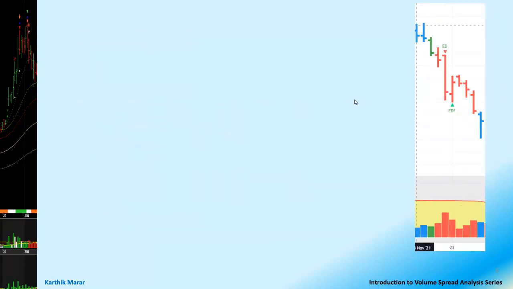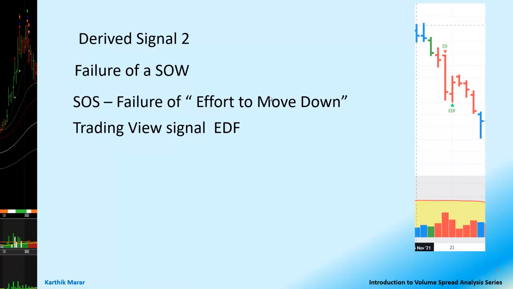The next signal is again a derived signal. It is a failure of a sign of weakness, which is of course a sign of strength. So the sign of strength is a failure of an effort to move down bar, exactly opposite to signal 1. And in TradingView, the signal is called EDF. We can see there was a big push down here on a widespread effort to move down bar here.